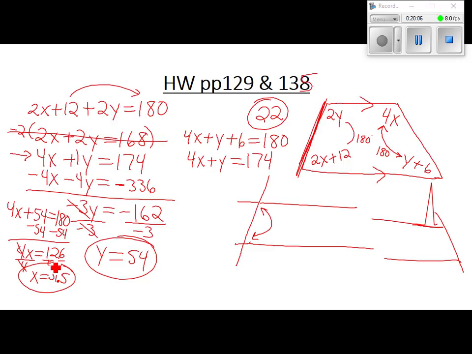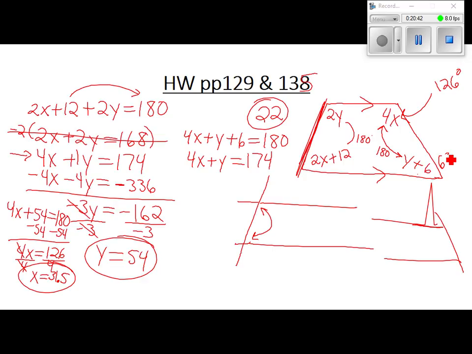Now, let's go back over here and see, just to make sure, because we're thinking everything else has come out all even. What's 4 times 31.5? 126. So that angle right there, we're saying is 126 degrees, right? Let's go down here, what's 54 plus 6? 60. What did we say about those two angles? They should add up to equal 180. Do they? No, 186, so we messed up somewhere.